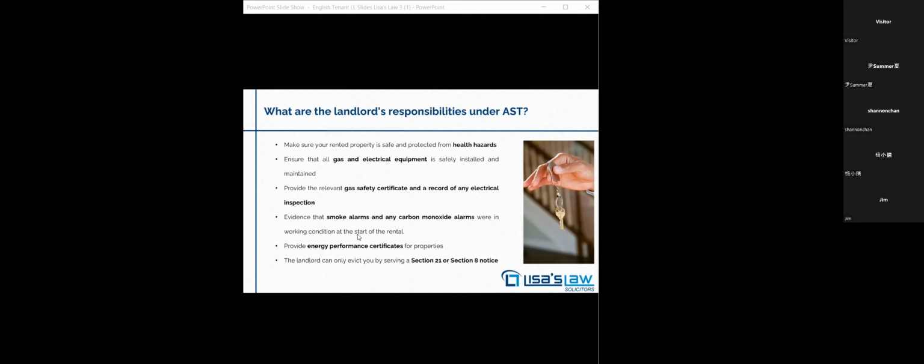Last but not least, if a landlord were to evict you, and you're protected by the AST, then they will have to serve a Section 21 or Section 8 notice. Without that, it will be an illegal eviction.